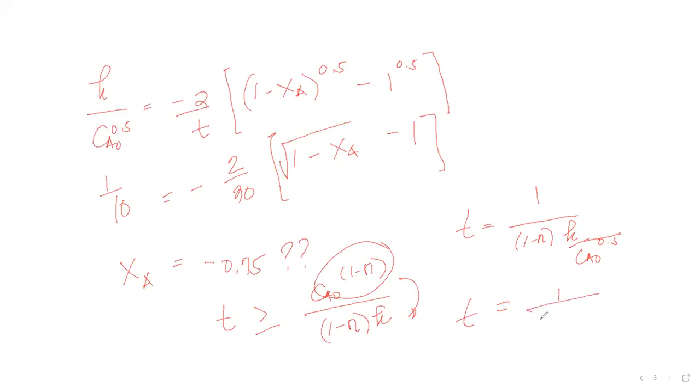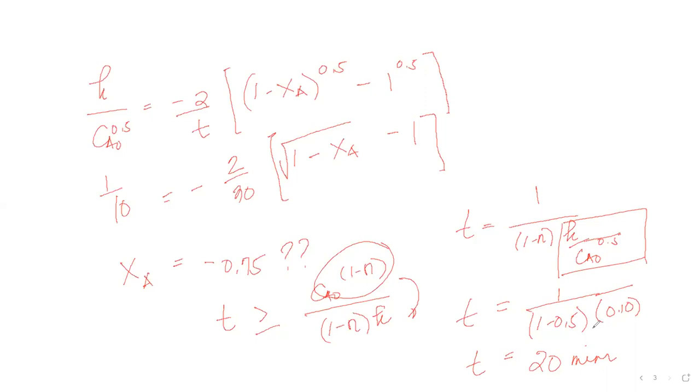So you have 1 over 1 minus 0.5 times the value that we got for k over the square root of CaO, which is 1 over 10. So this is 0.10. So this time is equal to, you have a 0.5 times a 0.1, and you take the reciprocal of that, that would be 20. So that, in minutes, tells you that after 20 minutes, your reactant is already fully converted or fully consumed.